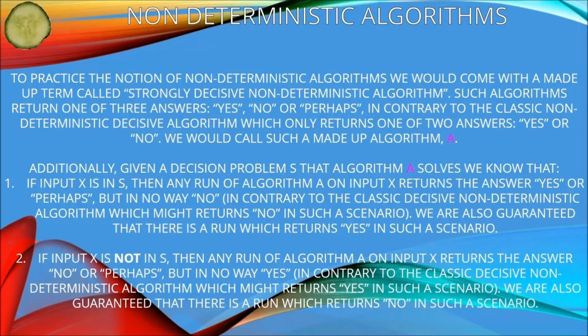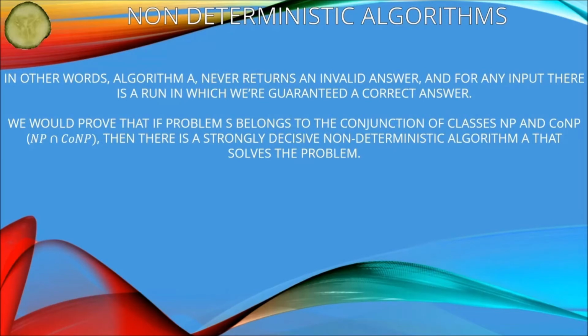2. If input X is not in S, then any run of algorithm A on input X returns the answer no or perhaps, but in no way yes, in contrast to the classic decisive non-deterministic algorithm, which might return yes in such a scenario. We are also guaranteed that there is a run which returns no in such a scenario. In other words, algorithm A never returns an invalid answer, and for any input there is a run in which we are guaranteed a correct answer.